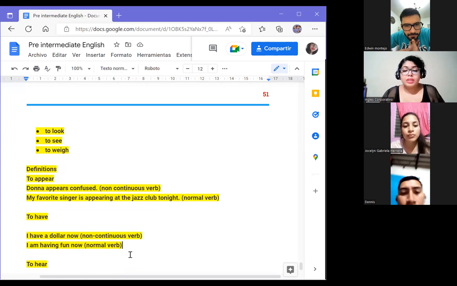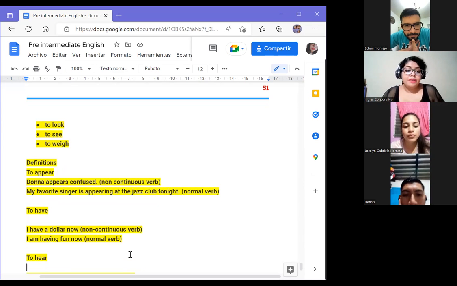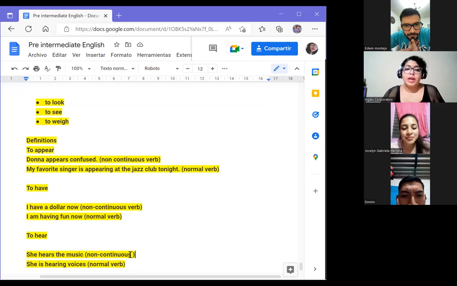Then we have the second one, that is to have. In the first one, in the non-continuous verb, we have I have a dollar now. Tengo un dólar. Pero no estoy diciendo, estoy teniendo un dólar. In this case, it's a non-continuous verb and we are not going to use it with the ing form. And in the second one, I am having fun now. Estoy divirtiéndome ahora. In that case, we are doing something. Maybe we are dancing, we are singing. We are doing something to have fun.